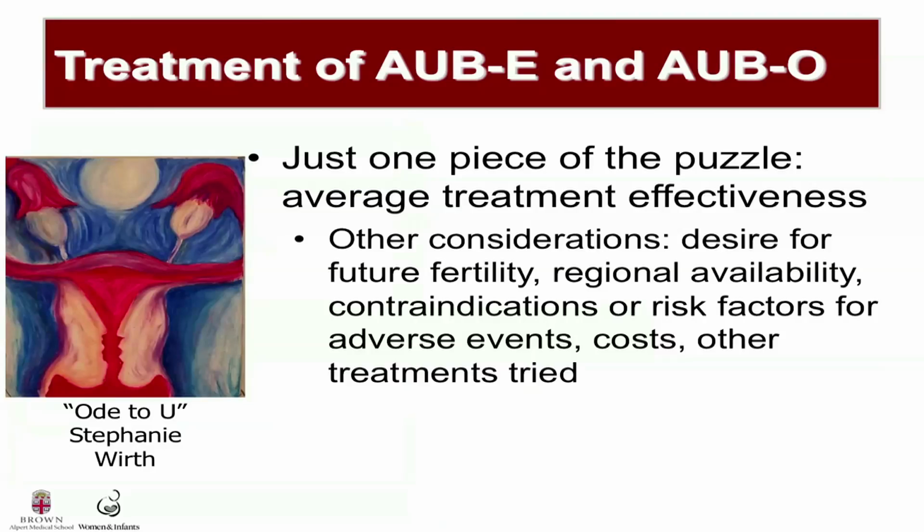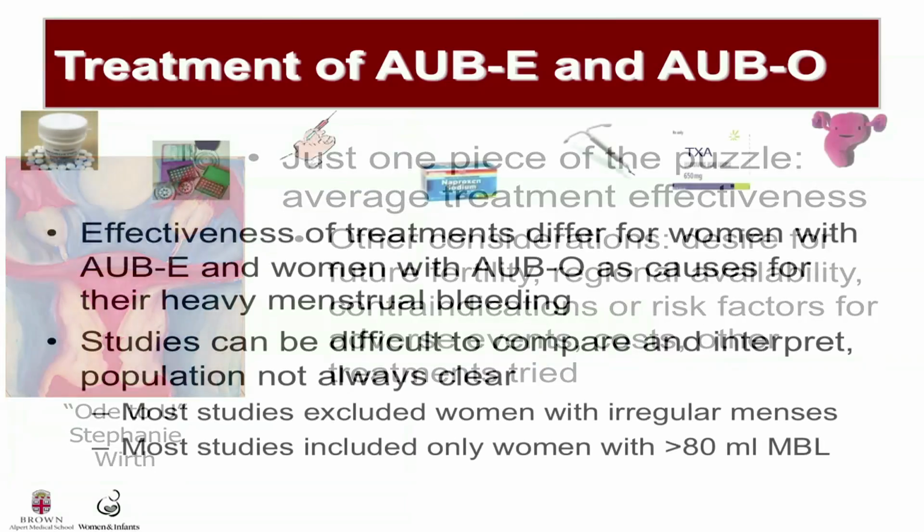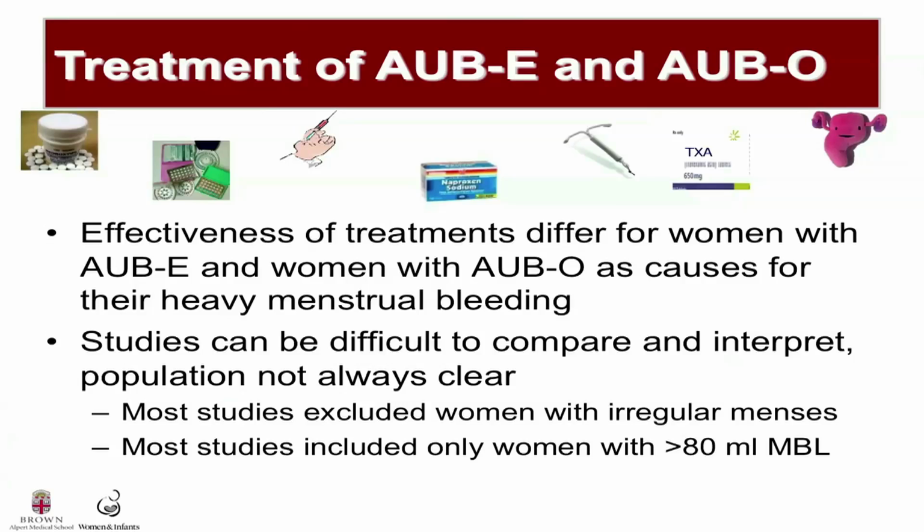What I will cover in this talk is just one piece of the puzzle, average treatment effectiveness. Other considerations for treatment of abnormal uterine bleeding are the desire for future fertility, regional availability of treatments, contraindications or risk factors for adverse events, costs, and the other treatments tried. While hysterectomy is the definitive treatment for AUB, a multitude of alternative, less invasive medical and surgical treatments are available.